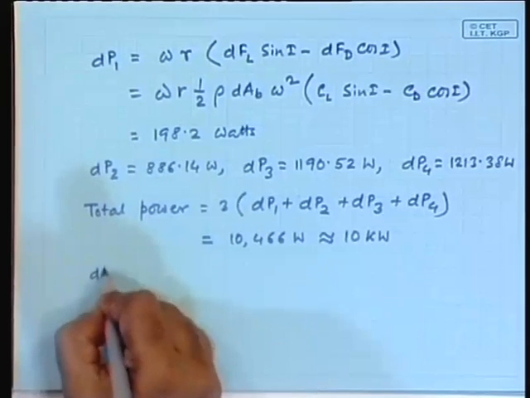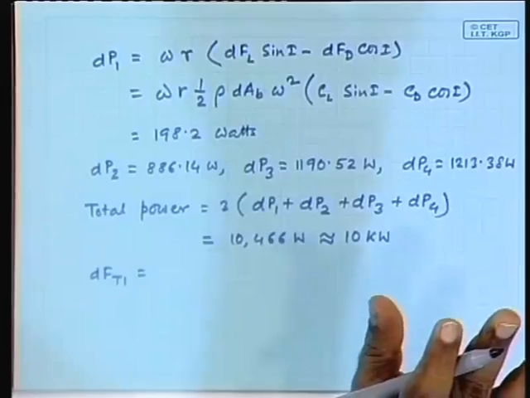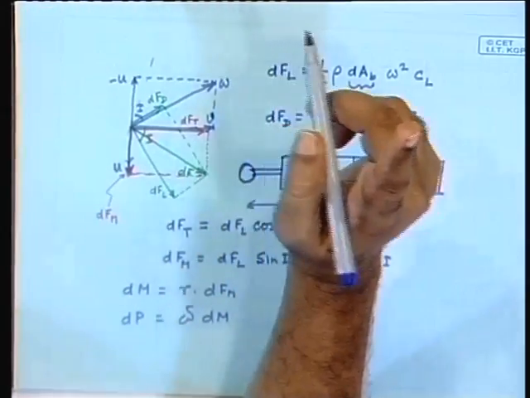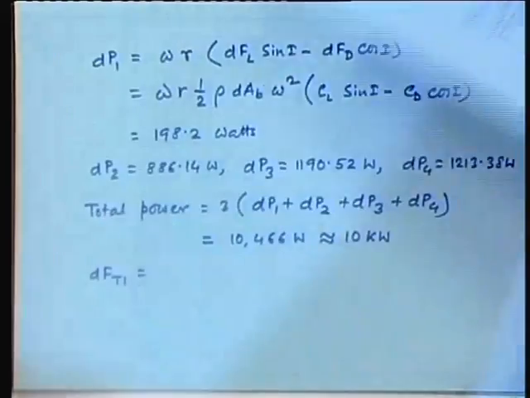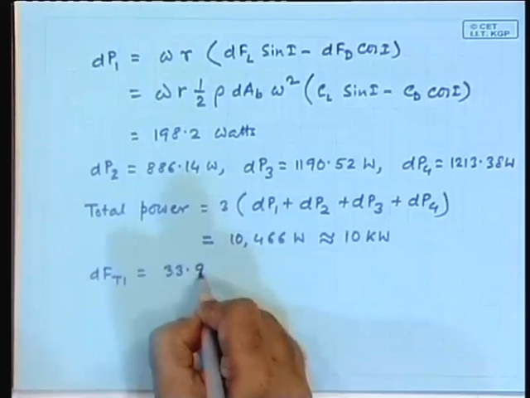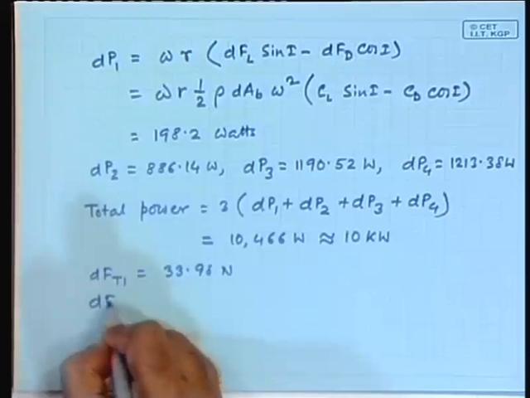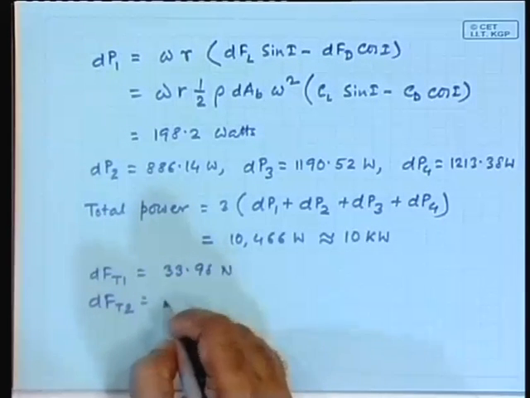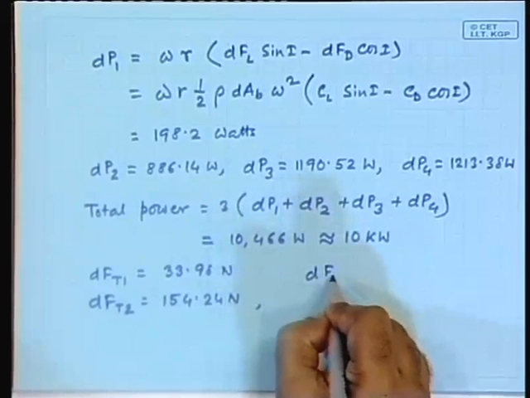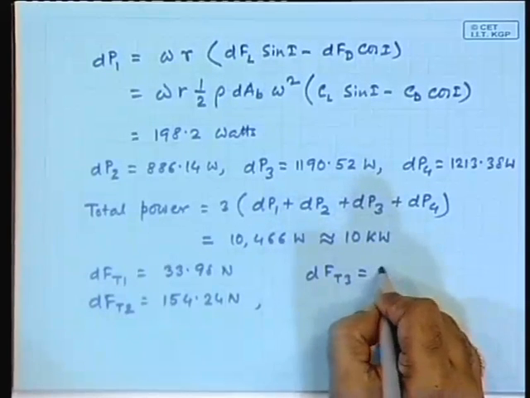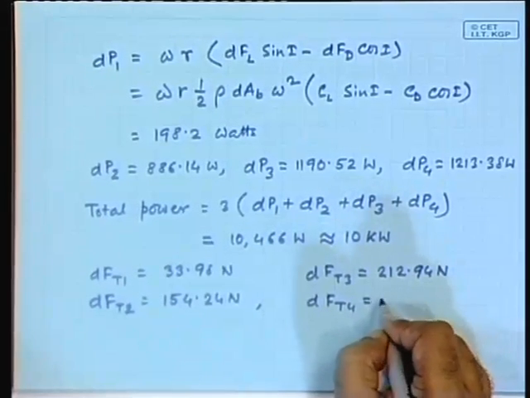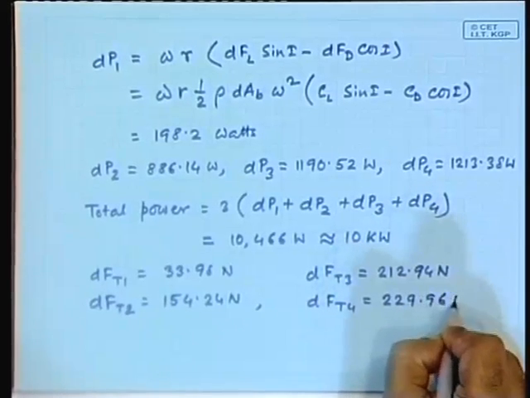Similarly, DFT1, you understood how to do that. So, simply the relevant quantities for the specific blade element, you substitute and you obtain, and then you will get in this particular case 3.98 newtons. Similarly, DFT2 is 154.24 newtons. DFT3 is 212.94 newtons, and DFT4 is 229.96 newtons.